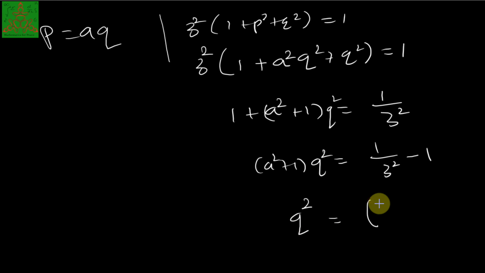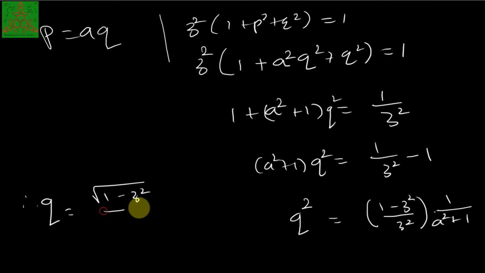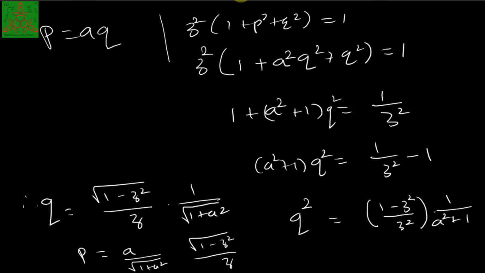So finally the value of q, if I take the positive square root, is the square root of 1 minus z square upon z into 1 upon the square root of 1 plus a square. Therefore the value of p we can have as a into q, that is a upon the square root of 1 plus a square into the square root of 1 minus z square upon z.